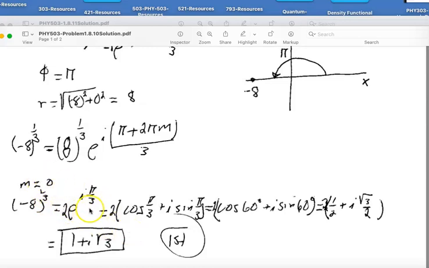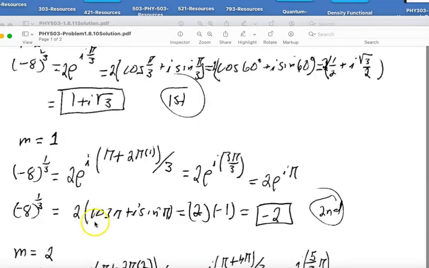When m is equal to 0, I get this expression here, which gives me 2 times the cosine of pi over 3 plus i sine of pi over 3. I can write it in degrees if I wish, but still the values come out ultimately as actual real numbers: 1/2 for the real term, and then square root of 3 over 2 for the imaginary term. Cancel the 2s, and this becomes the first value that we get.